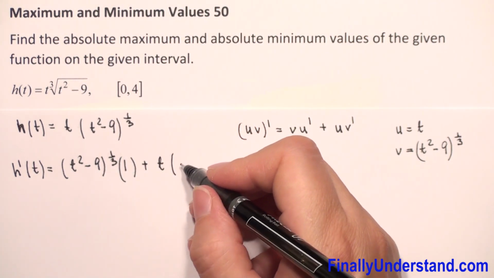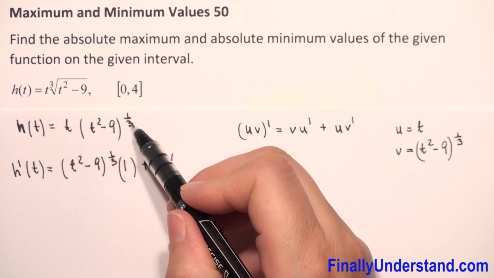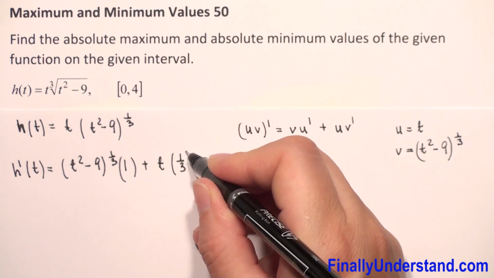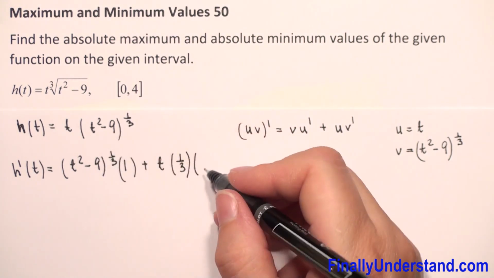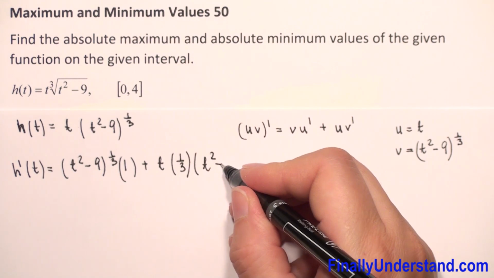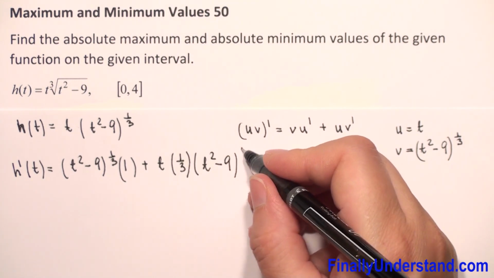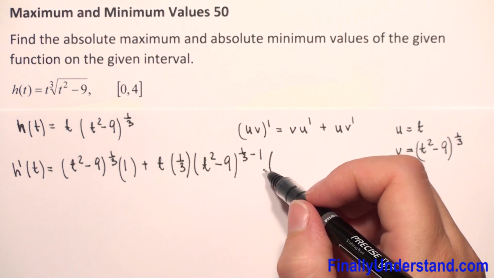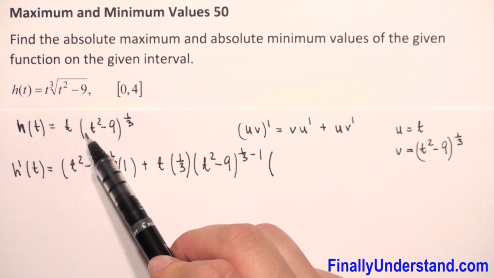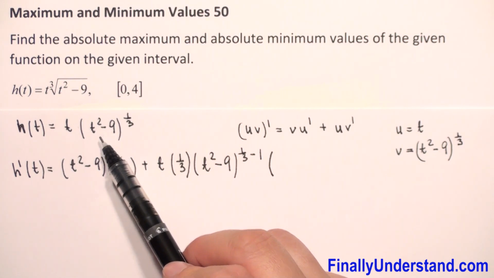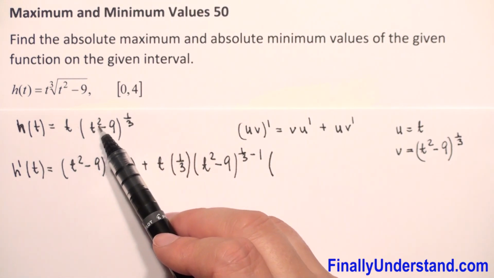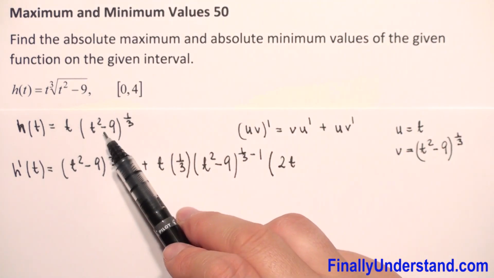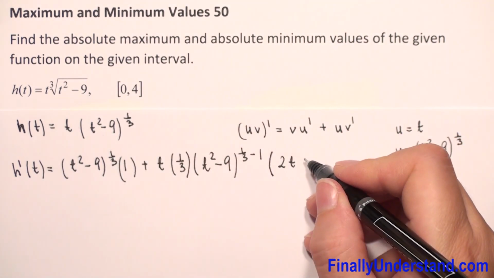plus, now we have t times the derivative of this whole expression. So we have to first take down this power, so it will be 1/3 times this whole expression in parentheses, t squared minus 9 to the power 1/3 minus 1, and we have to multiply by the derivative of this whole expression inside the parentheses.